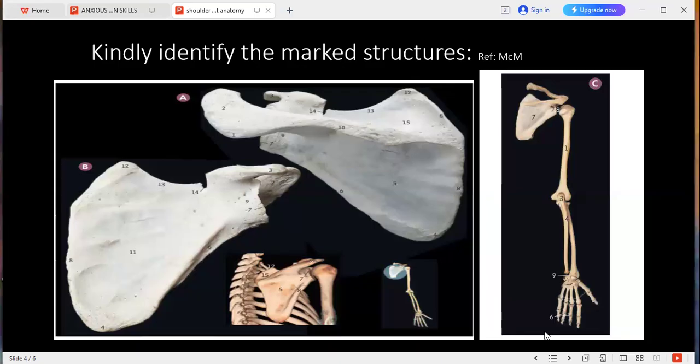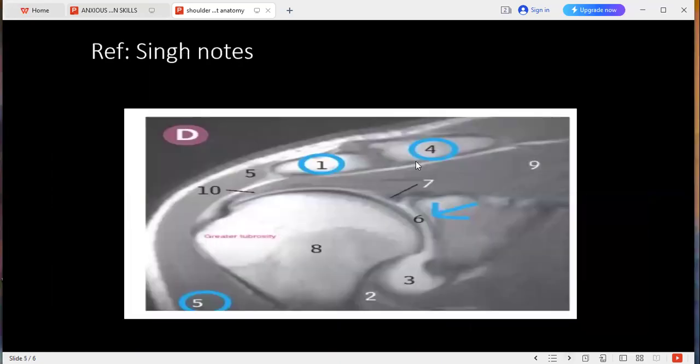All right, good. Can you please first identify the image and then identify the marked structures? This is an MRI of the shoulder joint. Okay, MR arthrogram. Number 4 is clavicle, number 1 is acromion process, number 5 is deltoid muscle, 6 is the glenoid cavity, and 7 is glenoid labrum.